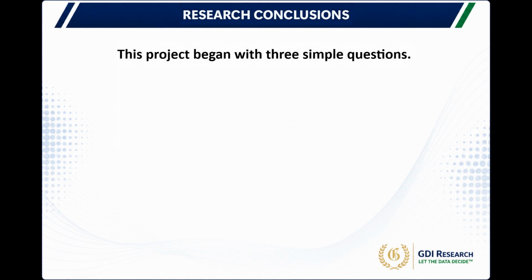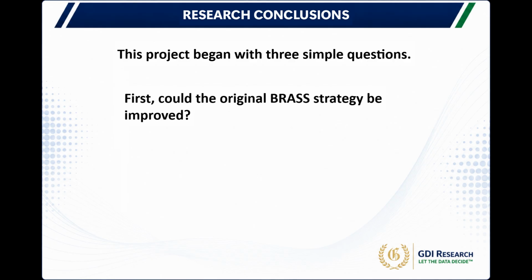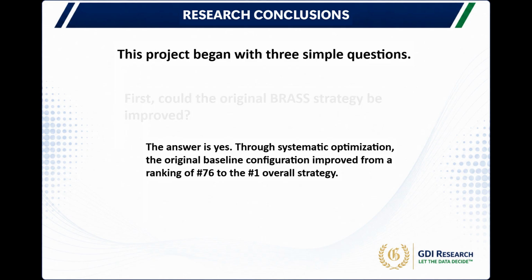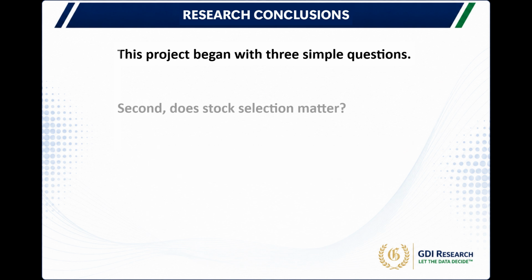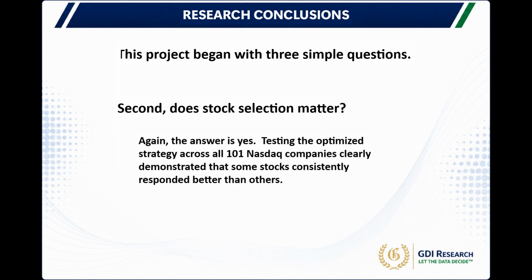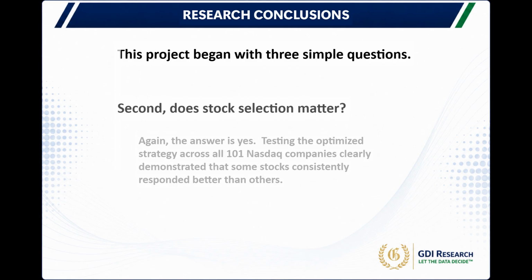This project began with 3 simple questions. First, could the original brass strategy be improved? The answer is yes. Through systematic optimization, the original baseline configuration improved from a ranking of number 76 to the number 1 overall strategy. Second, does stock selection matter? Again, the answer is yes. Testing the optimized strategy across all 101 Nasdaq companies clearly demonstrated that some stocks consistently responded better than others.